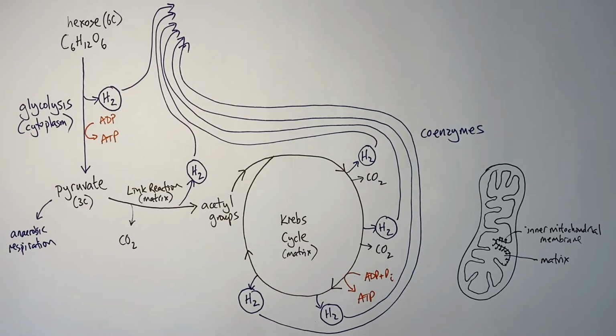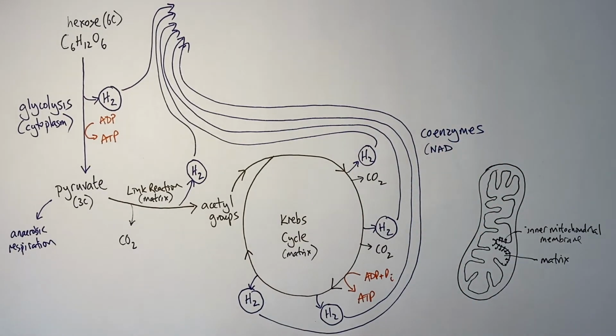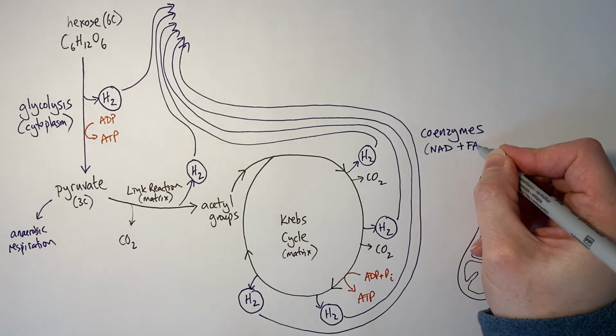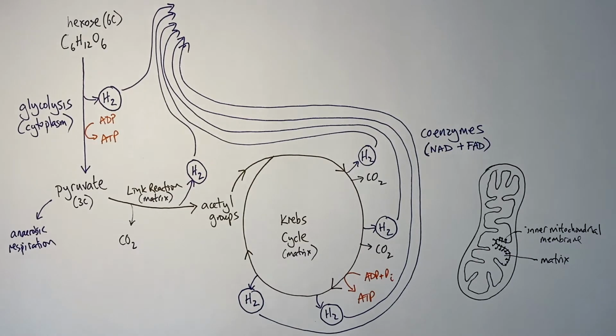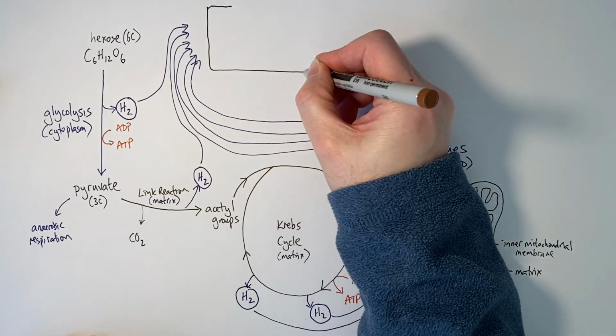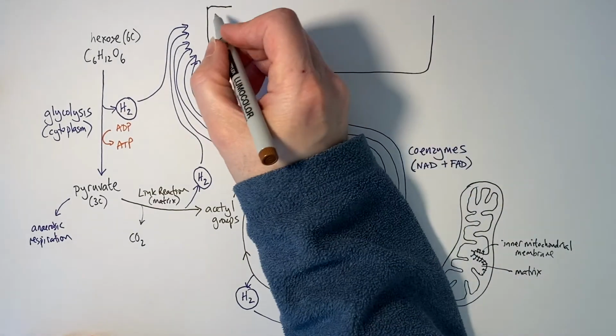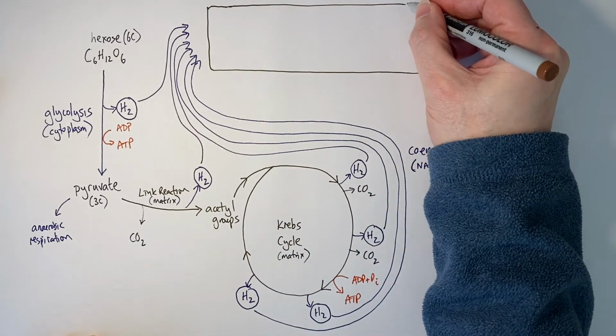So in photosynthesis, the coenzyme was NADP. There are two coenzymes that are involved here. One is called NAD, no P, and FAD. And as I say, we'll talk more about them a little bit later. And they go to the inner mitochondrial membrane, like we have here. So it moves to another process which takes place on the inner mitochondrial membrane.